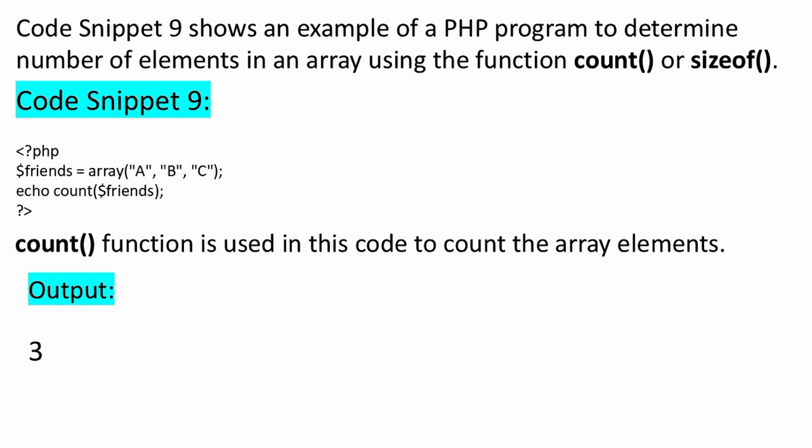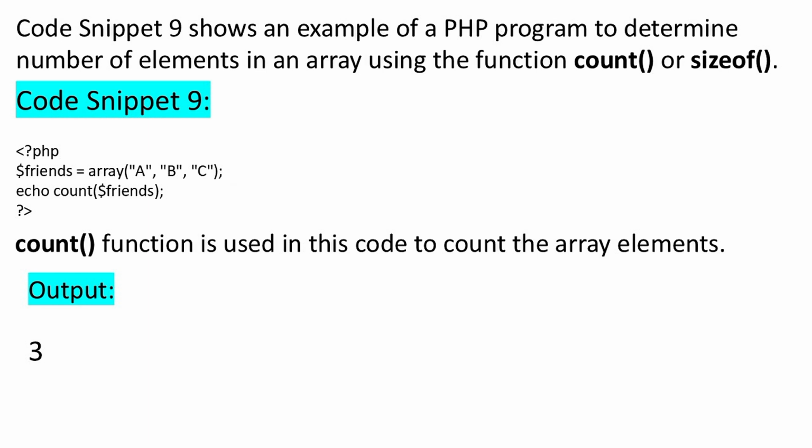How to find the number of elements in an array using PHP. It provides a simple and clear example program called Code Snippet 9. In this code, a PHP array named friends is created using the array function, which contains 3 elements, A, B, and C. These could represent names, letters, or any other values you want to store.